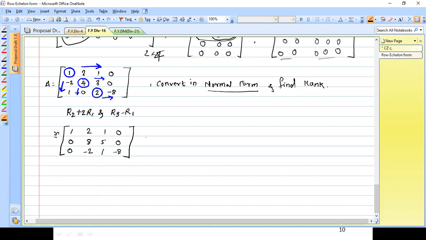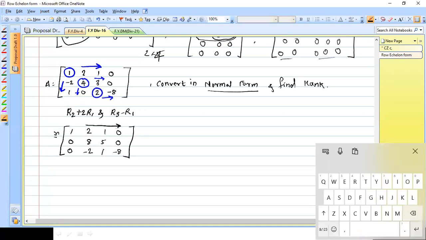Now my next target is what? To make these elements 0. So for that purpose, I'm going to use the column operations. I need to make this a 0. What column operation should I use?